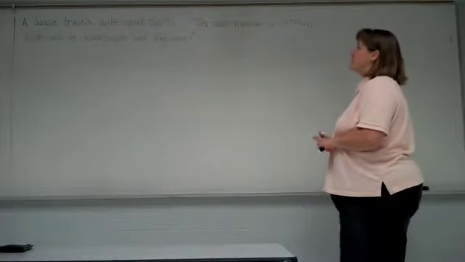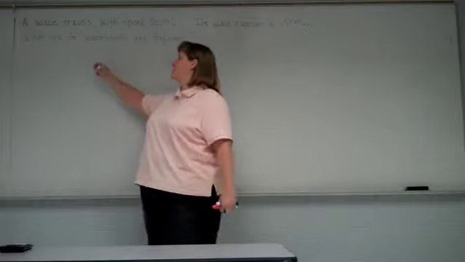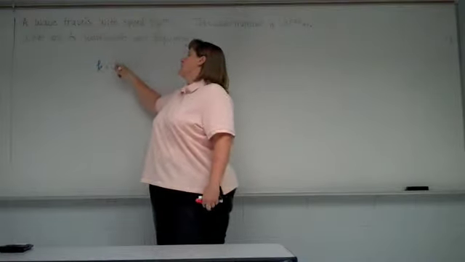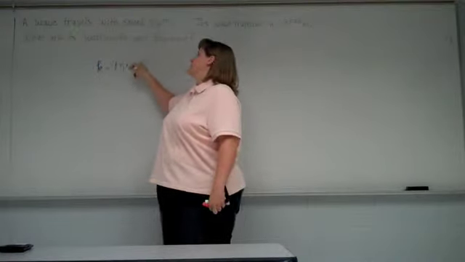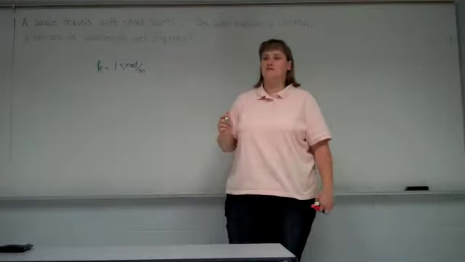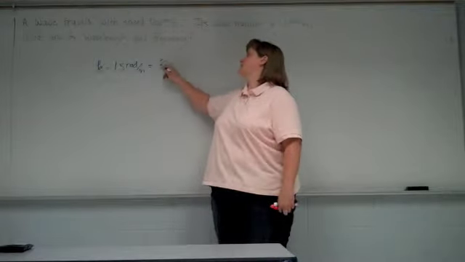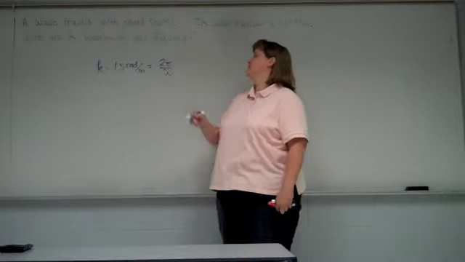So number one, wave number. What symbol do we use for wave number? k. So we know k is 1.5 radians per meter. What equation do we have for k? 2π over λ. So k is equal to 2π over the wavelength λ.